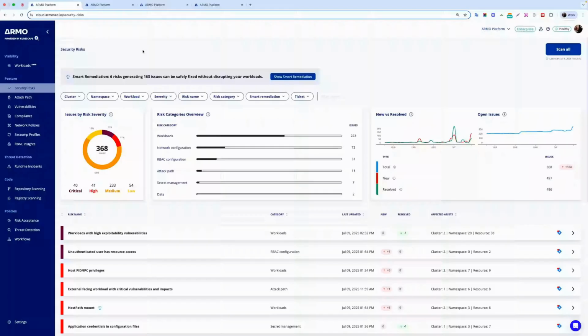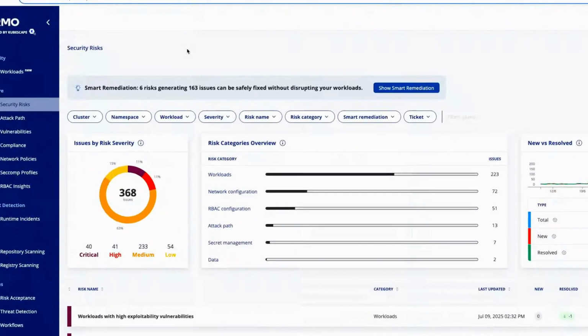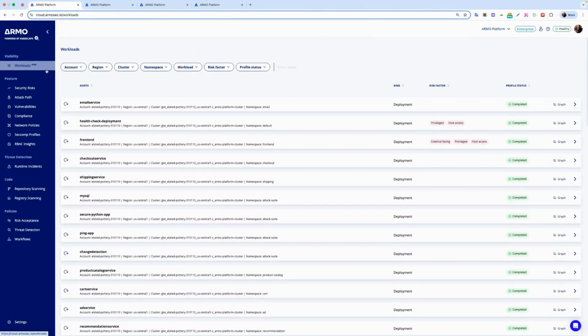What's currently running in your Kubernetes cluster and how secure is it? This is a question that keeps both platform and security teams awake at night. Modern clusters run hundreds, sometimes thousands of workloads, some of which are exposed, others are over-permissioned, and some are doing things they shouldn't. Today, we're thrilled to introduce full workload inventory visibility in ARMO Platform.